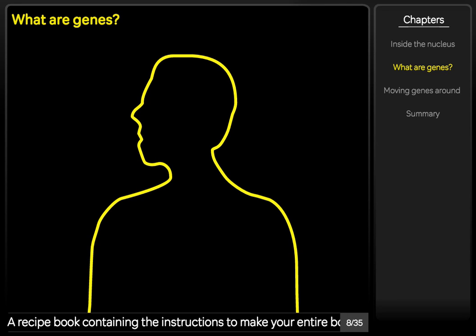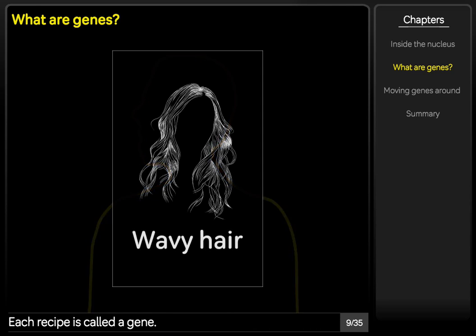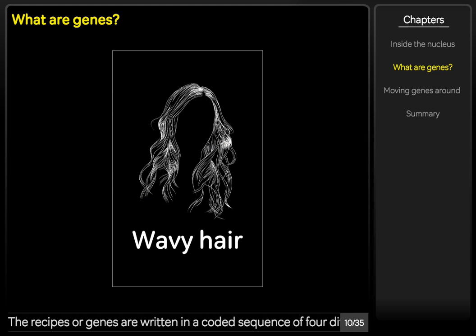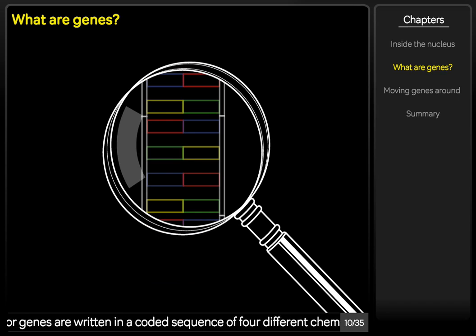A recipe book containing the instructions to make your entire body can be found in most of the cells in your body. Each recipe is called a gene. The recipes, or genes, are written in a coded sequence of 4 different chemicals that are joined to each other in long strands called DNA. Each gene is a section of DNA, too small to see.